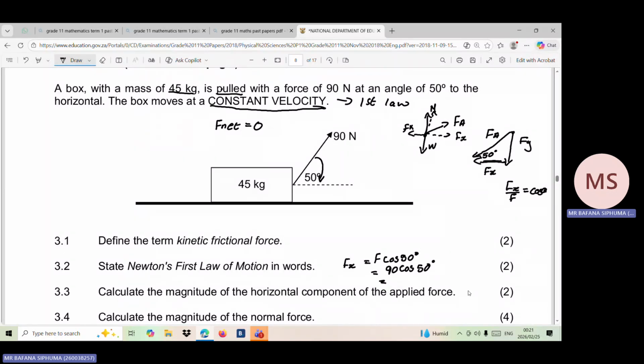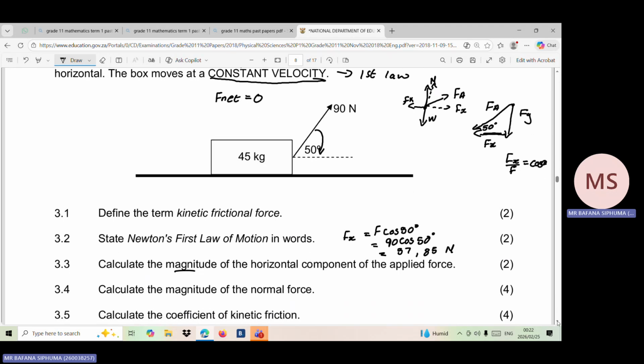Cos of 50 degrees right there. What is my answer? Let me calculate on my calculator. And then this is equal to 057.85 newtons. They only asked for the magnitude. You don't write a direction. They want the size only. So that's all you do right there.